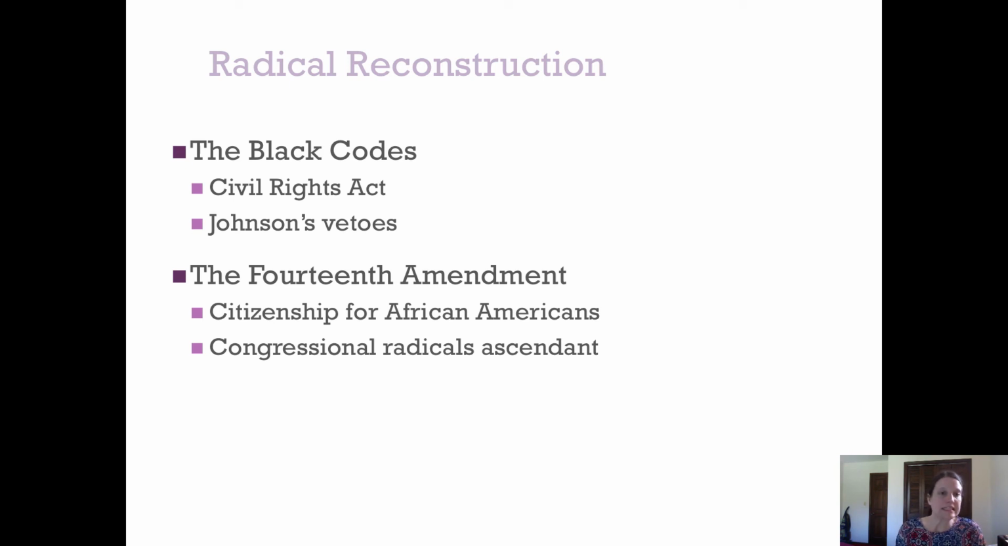In April of 1866, the first Civil Rights Act was passed. And this Civil Rights Act, as you can see here on the screen, declared that African Americans were citizens of the U.S. and that the federal government had the right to intervene if state laws or policies violated those rights. So this is sort of the first step in this. Johnson ends up vetoing it, but Congress overrode him.